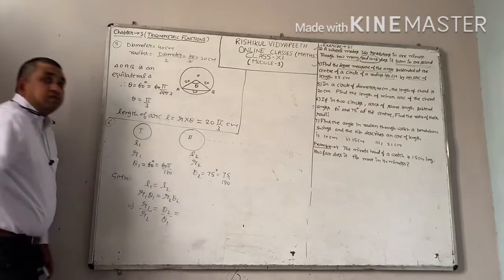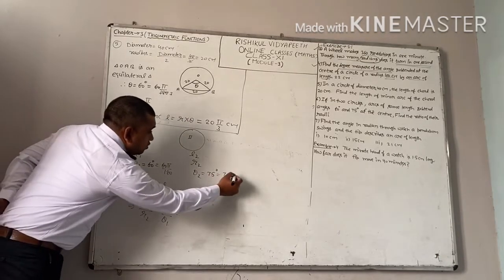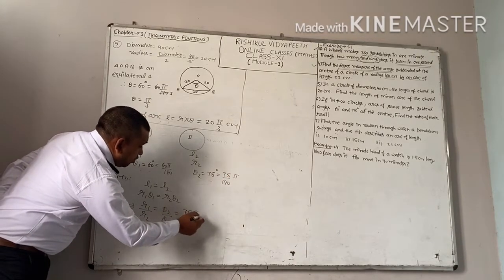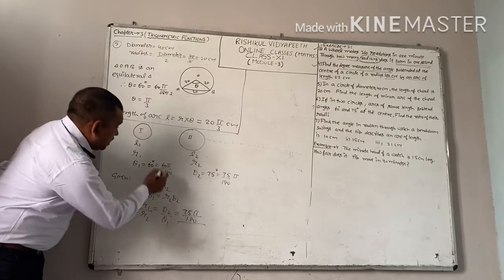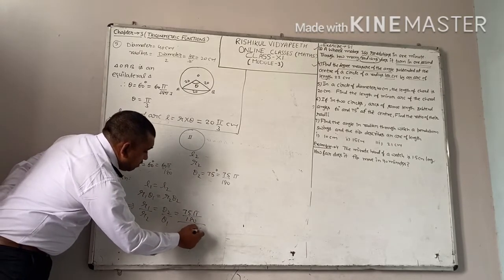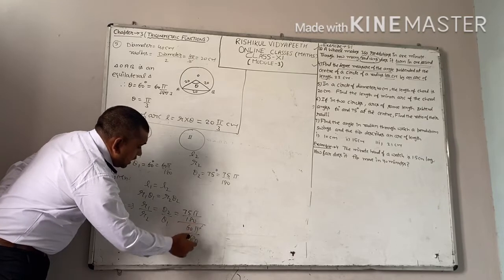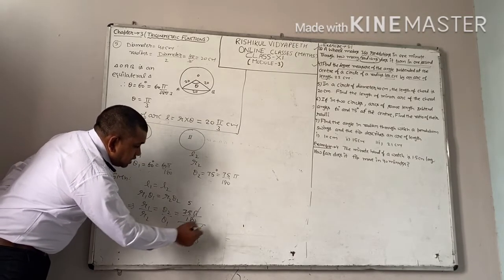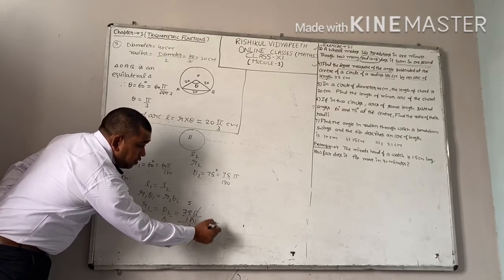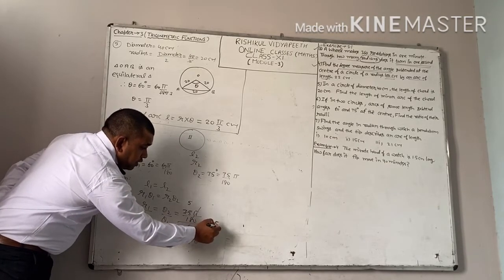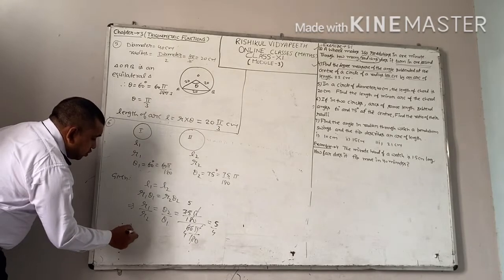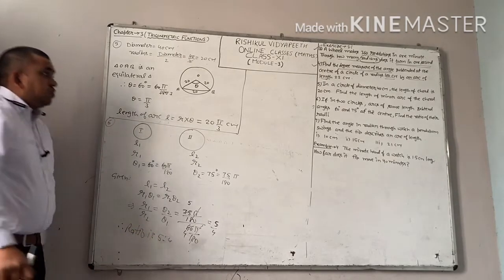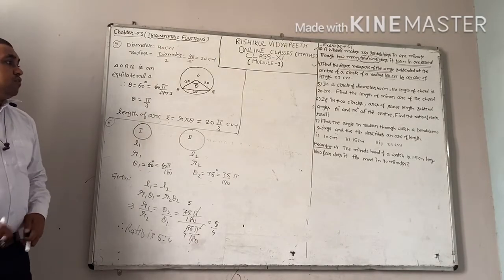Put up the value. What is the value of theta 2? 75 pi upon 180. What is the value of theta 1? 60 pi upon 180. This pi upon 180 cancels out. 15 5 is 75. 15 4 is 60. 5 upon 4. Therefore, ratio is 5:4. This is what you have to find out.